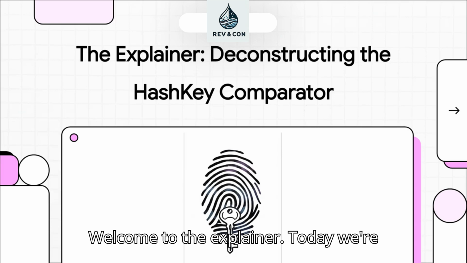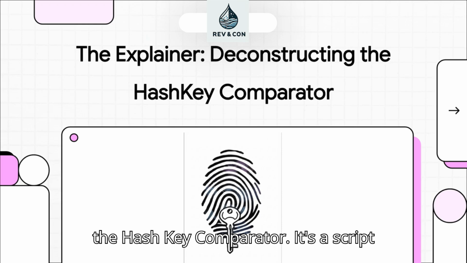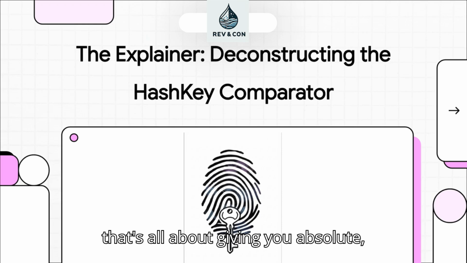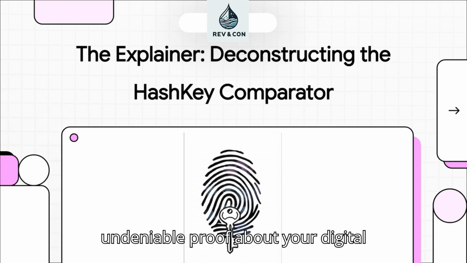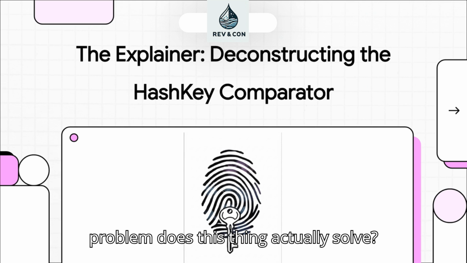Welcome to The Explainer. Today we're tearing down a really cool tool called the HashKey Comparator. It's a script that's all about giving you absolute, undeniable proof about your digital files. So you might be wondering, what problem does this thing actually solve?